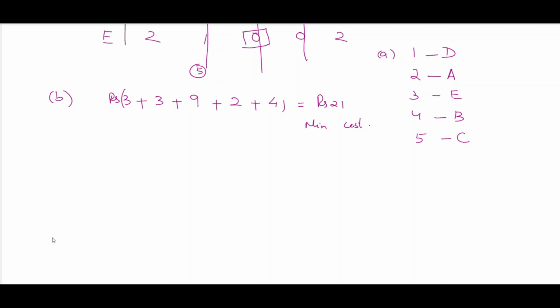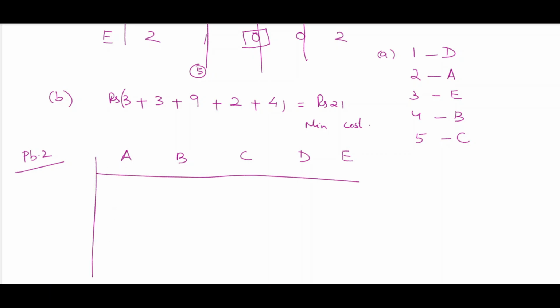Suppose there is another problem, I'm writing it down. In a balanced assignment problem, the number of rows is equal to the number of columns. Suppose it is given that the machines are A, B, C, D, E, and these are the machines.